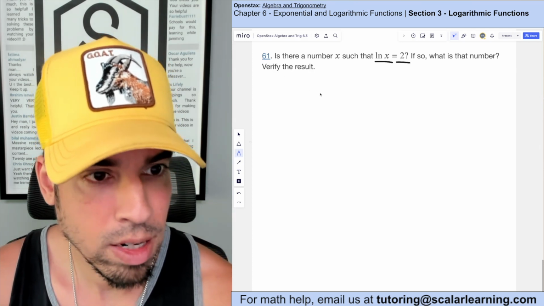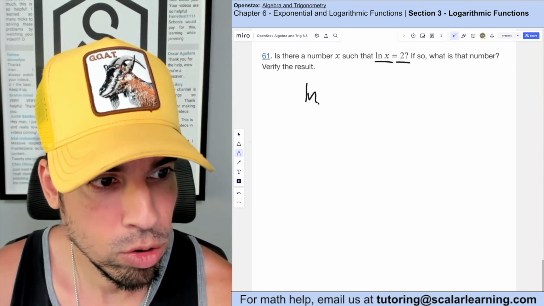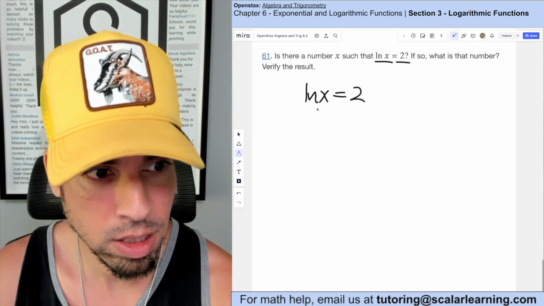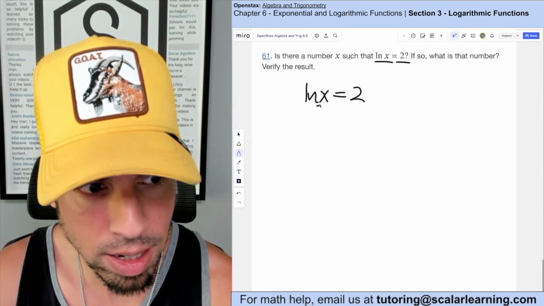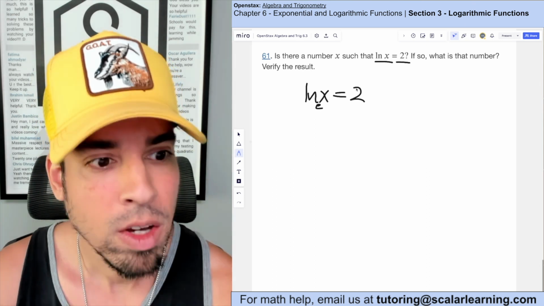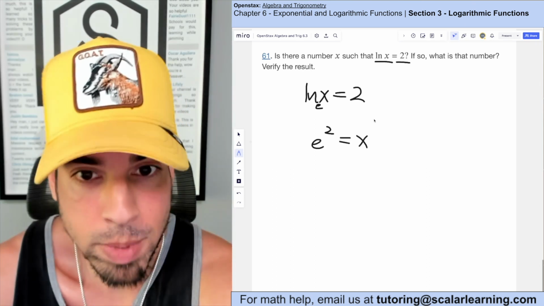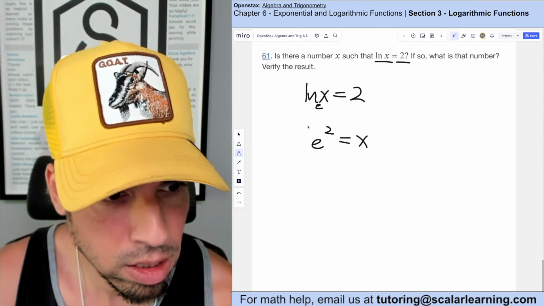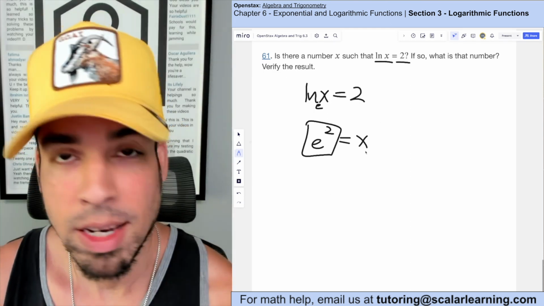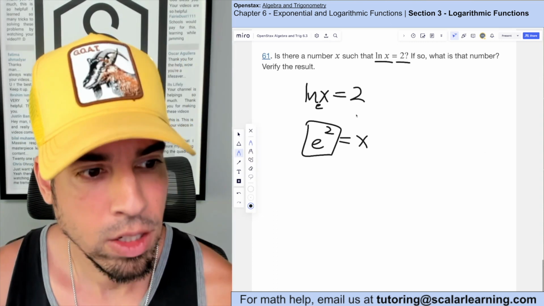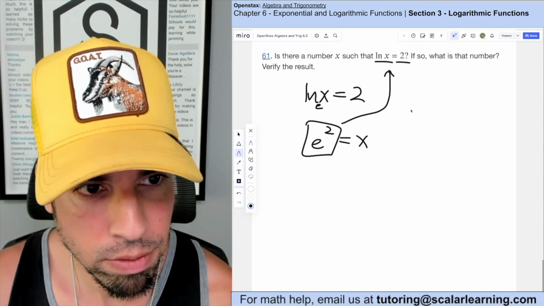Is there a number x such that ln of x equals 2? If so, what is that number? What I'm going to do is write this out and convert it to its exponential equivalent, remembering that ln is really base e. So to convert it, it's e to the second power equals x. Which means, yes, there is a number, and it's e squared. It does have an approximation if you plug it into Desmos, but this is acceptable.